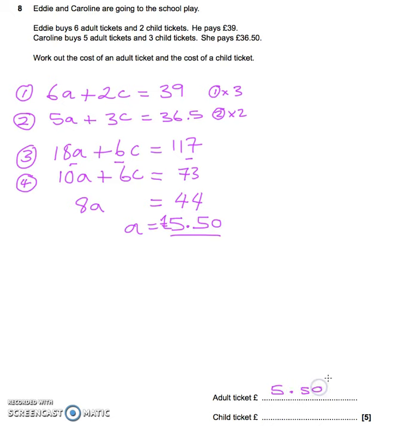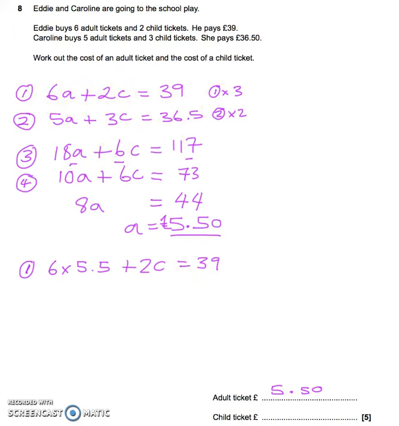Great. We found some stuff out. We need to get the rest of the marks by finding the cost of the child ticket. So you use that fact you've just found out, the cost of the adult ticket, in any one of the equations to work out the cost of the child ticket. I'm going to put it into equation number 1. So into equation number 1, it goes 6 multiplied by 5.5 plus 2 lots of C equals 39. Only thing I've done is substitute in £5.50 for the letter A in equation number 1. That's the only thing that's different.